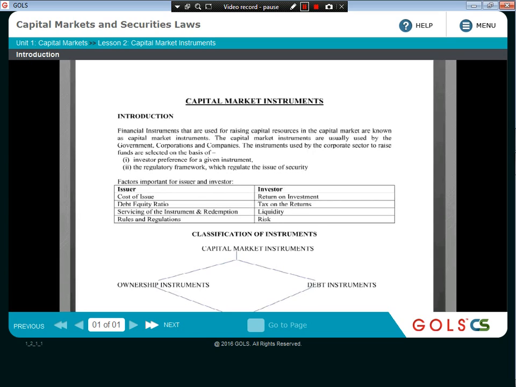And finally, the rules and regulations. Are they too complicated? Are they too stringent? Or is it easier to raise funds by this instrument? So these are the four things that they look for. As opposed to that, what does the investor need to look for? Against cost of issue by the issuer, the investor will look for return. You will look for tax. I may get good returns, but what is the tax that I am paying? What is the liquidity? How liquid are the instruments? And what is the risk involved in these instruments? So these are the four things.